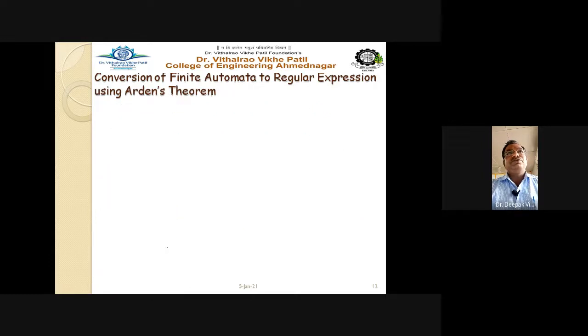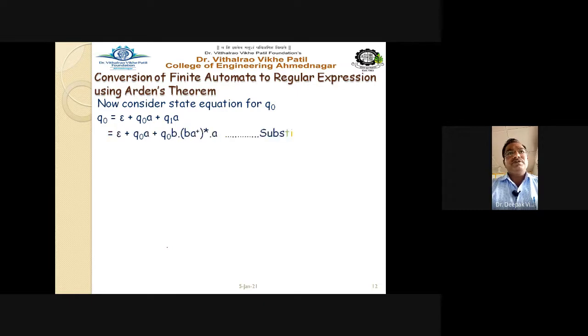So see here for Q0. Now consider the state equation for Q0. So Q0 is equal to epsilon plus Q0A plus Q1A here. So epsilon plus Q0A plus Q0B. So put the value of Q1. So what is the value of Q1? So the value of Q1 is this one. This much is the value of Q1 dot A as it is. So everything is now expressed in terms of Q0. So take Q0 common. So your equation becomes Q0 equal to epsilon plus Q0 into bracket A plus B dot B A raised to plus bracket raised to star, dot A.